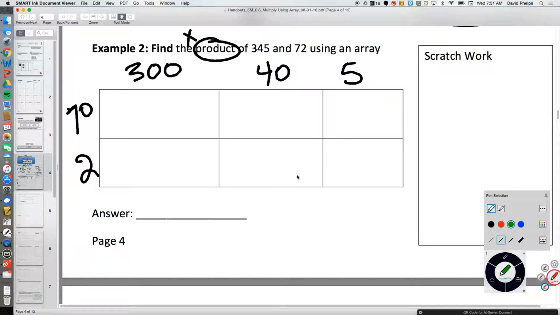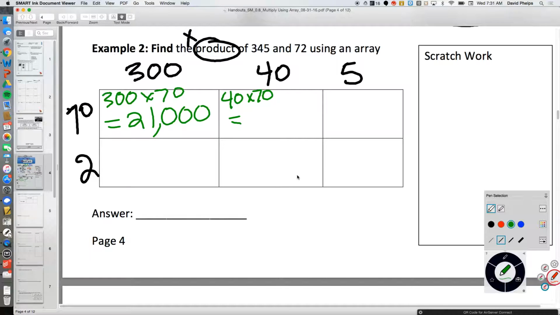Let's go to work. I'm going to use a green pen so it's fun. 300 times 70 is in our first box. 300 times 70 equals 3 times 7 is 21 with 1, 2, 3 zeros, 21,000 in our first box. Keep on moving. 40 and 70. 40 times 70 equals the 4 and the 7 multiply, give us that 28 plus the double 0, 2,800.